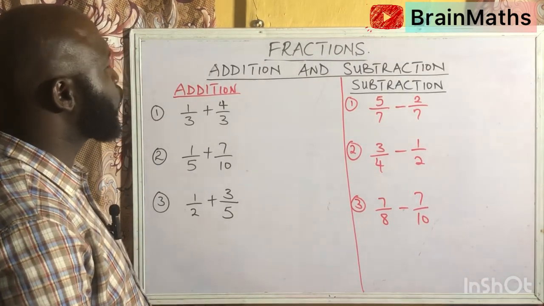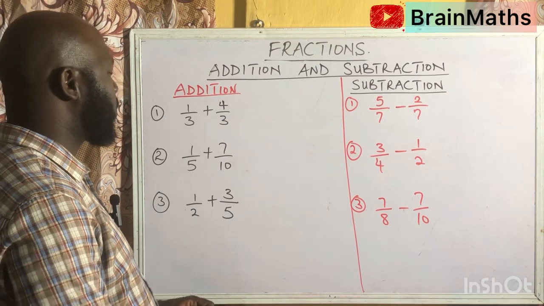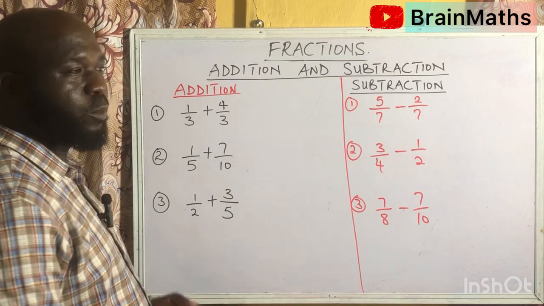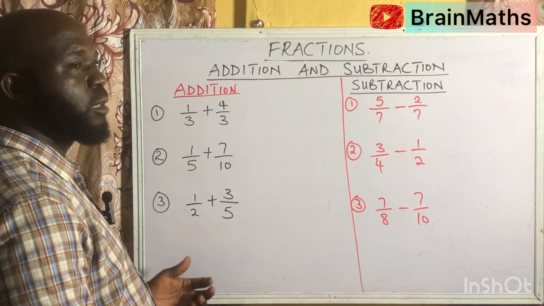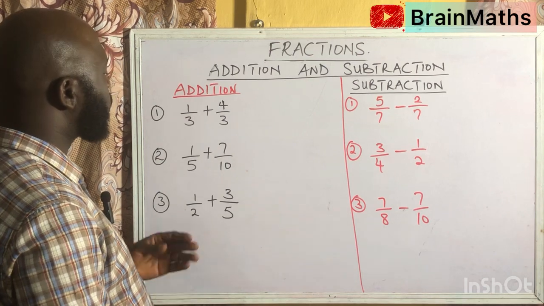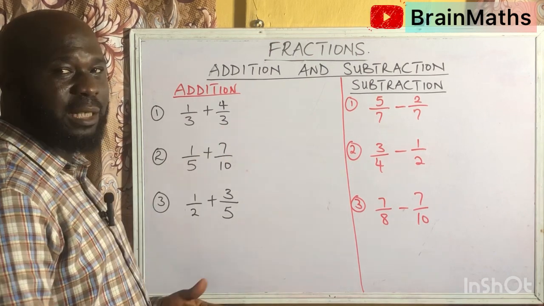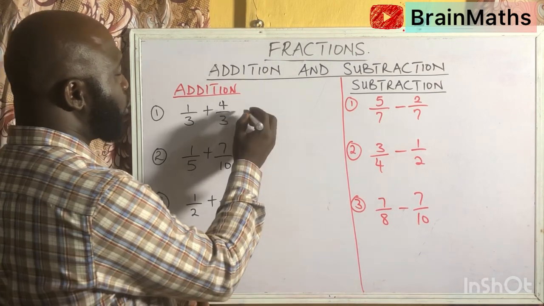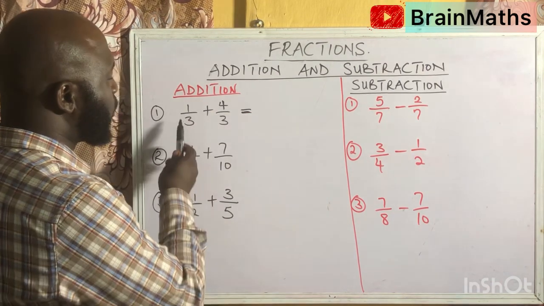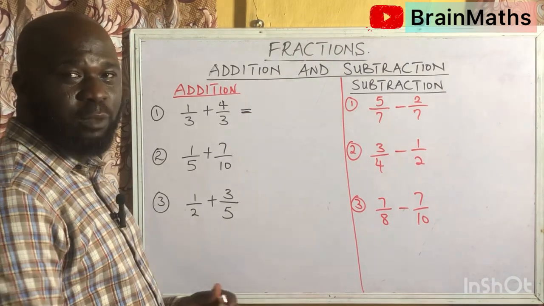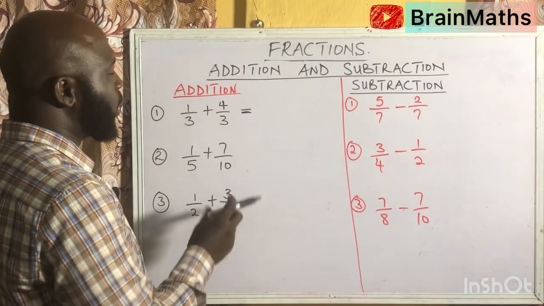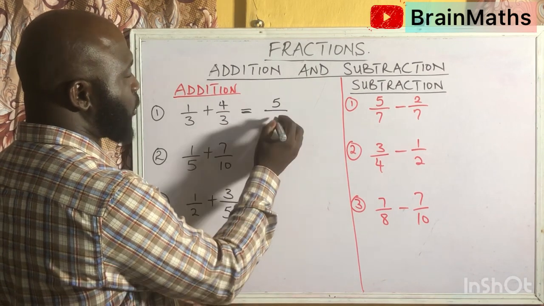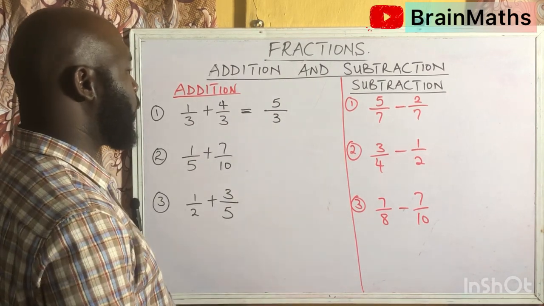All right, let's move to addition and subtraction of fractions. Now, under addition of fractions, there are a series of ways we solve problems. The first one is when the denominators are the same. When you are given fractions with the same denominators, you don't have to stress yourself. Just look at the numerators and add all of them together. 1 plus 4 is what? 5 over, we have the same denominators, so our answer will be 5 over 3.